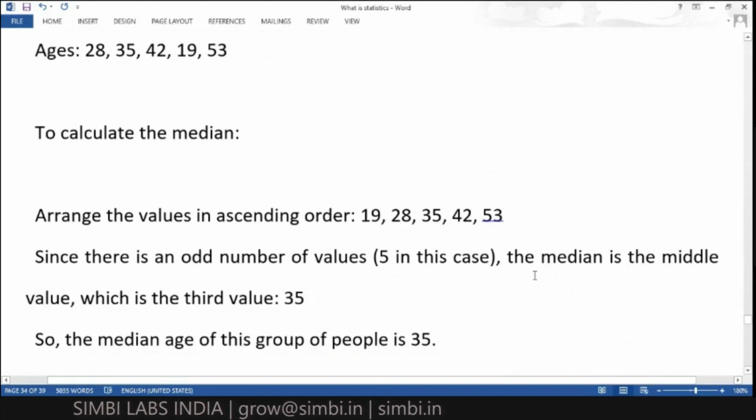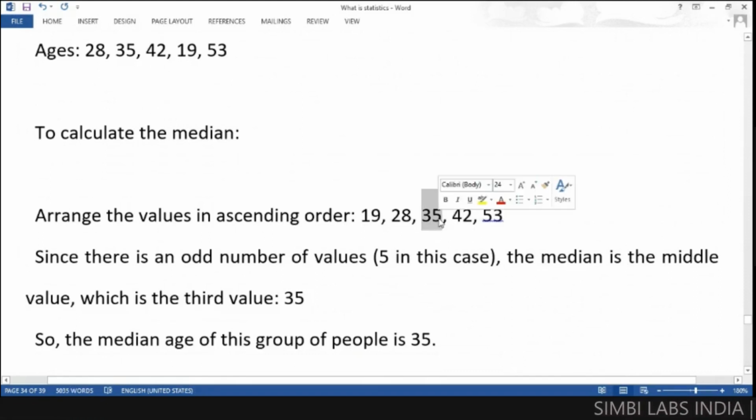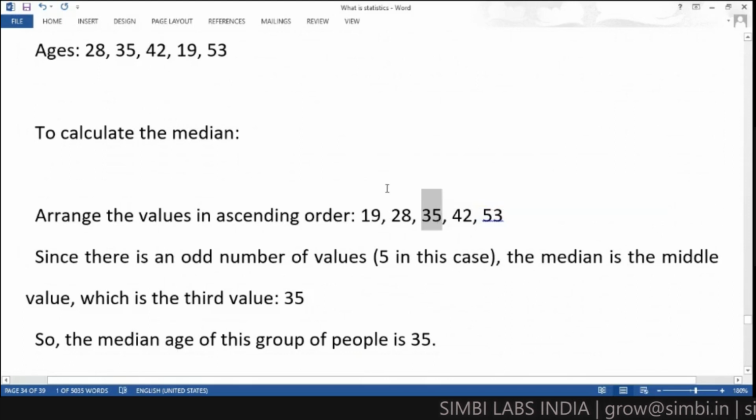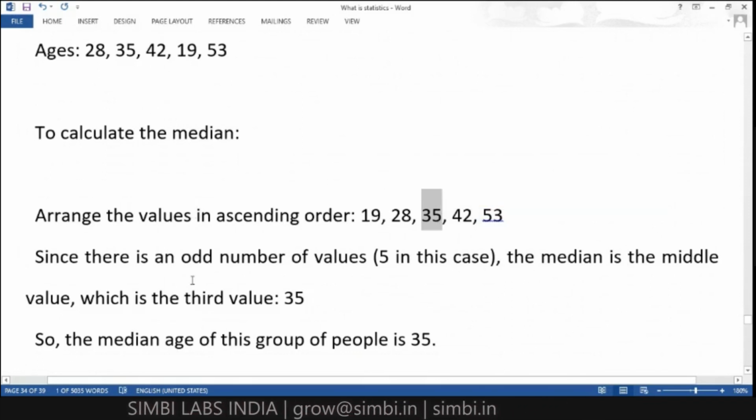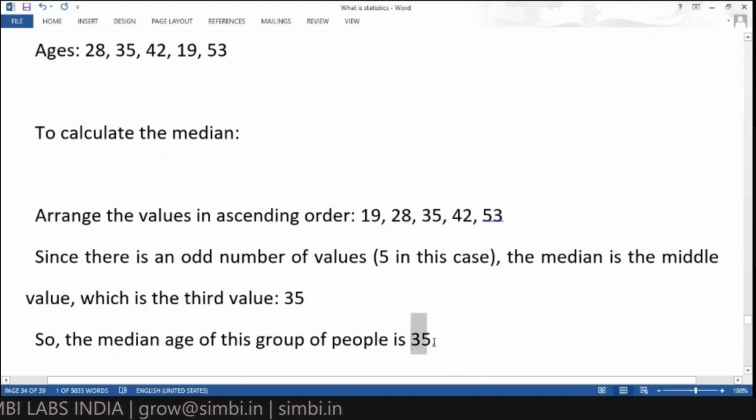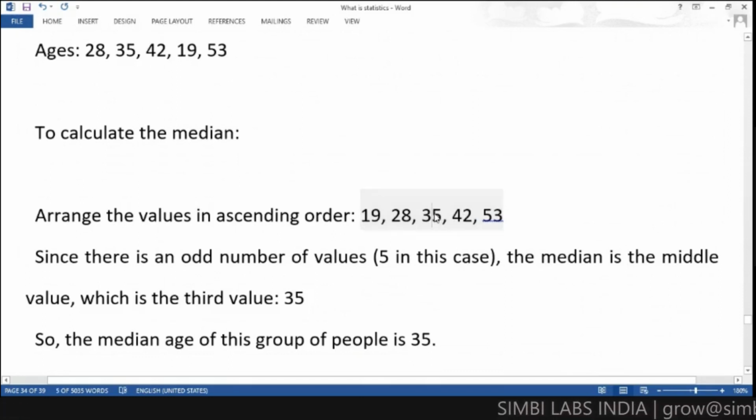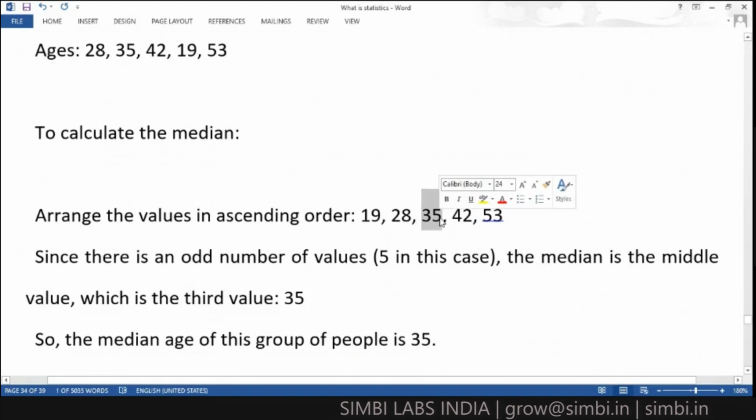The median is the middle value. Here, this side and this side have equal numbers of values, and the middle value is 35. So for these odd numbers, the median age of this group is 35. If the numbers are odd in count, we get one single number as the median value.